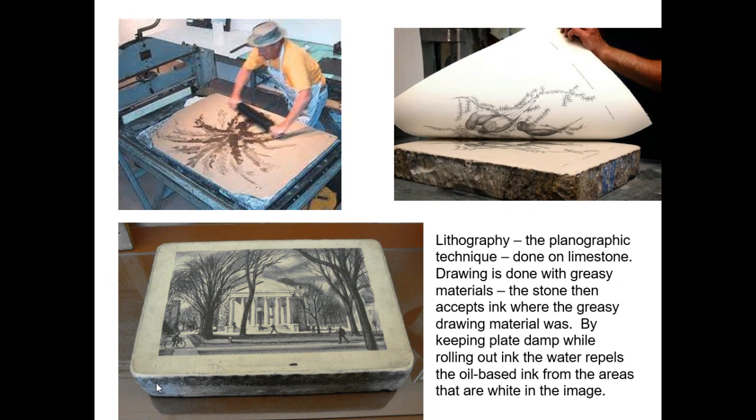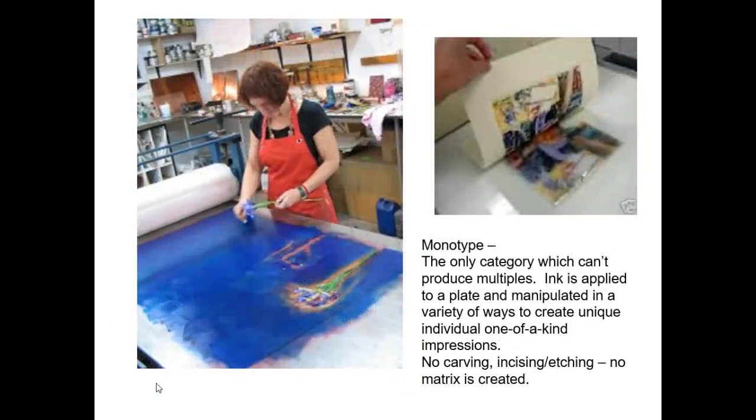You can see the artist top left is rolling an oil-based ink onto his stone. So the water repels the oil, and the oil is attracted to where the greasy drawing material is. Lithography can imitate almost any other drawing or painting technique that you can think of. It can look like watercolor, it can look like charcoal or pen and ink work, and it was the dominant form of printing for many years.